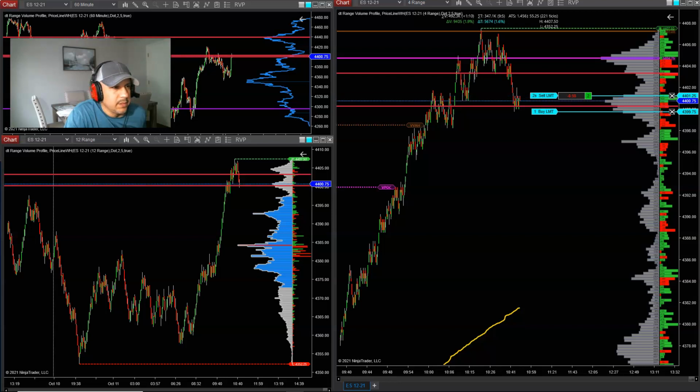What in the world? Moving sideways, but the VPOC is going to shift. It keeps building volume like right here. Watch it. It's going to shift from here to here.